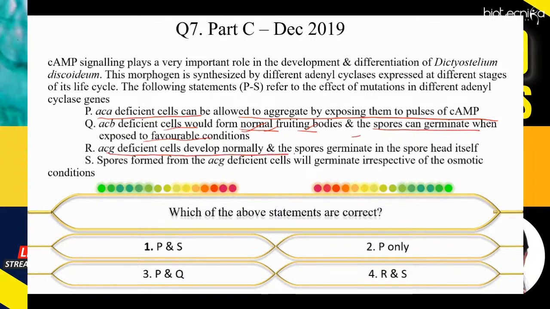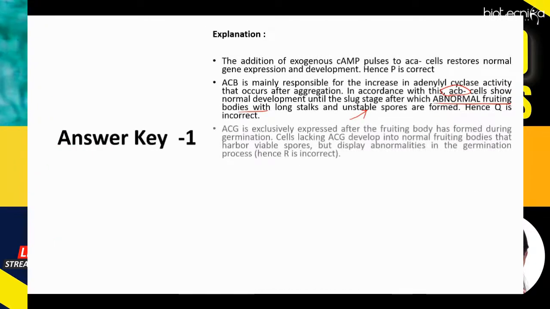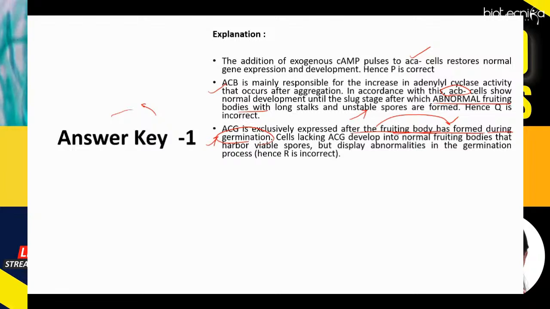R says ACG deficient cells develop normally, and the spores germinate in the spore head itself. Now, what is the function of ACG? ACG is exclusively expressed after the fruiting body has formed. So, see, all of these are in sequence. First ACA, then ACB, and then ACG. Their function comes in sequence. So now the fruiting body has formed, it has to germinate. Germinate means it has to hatch out, so the single cells can be released. And this is done by ACG. It is controlled by ACG.